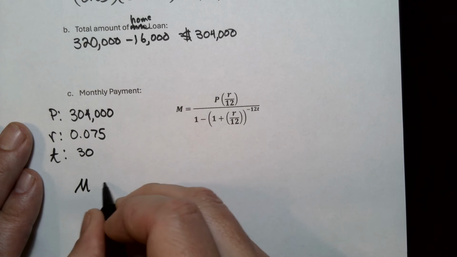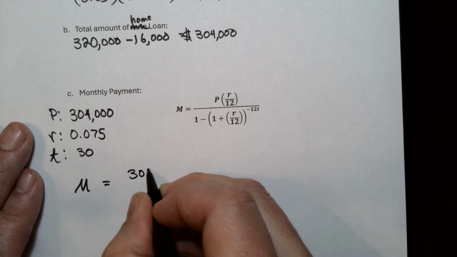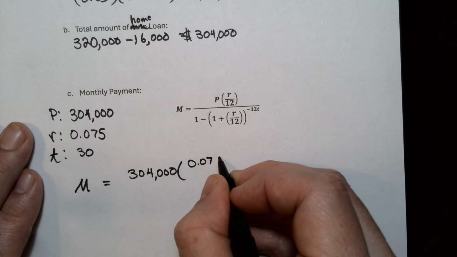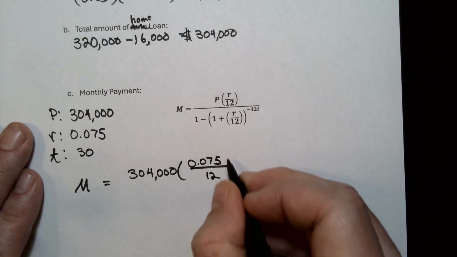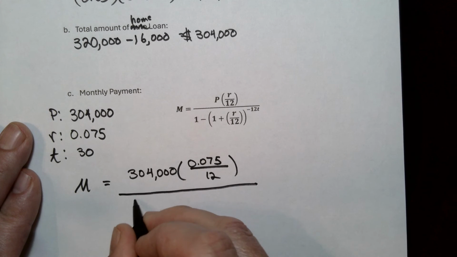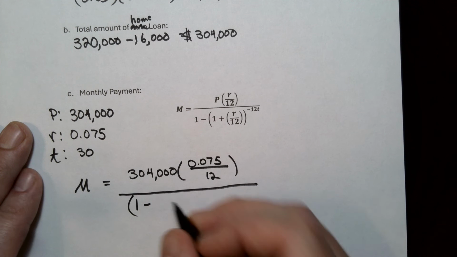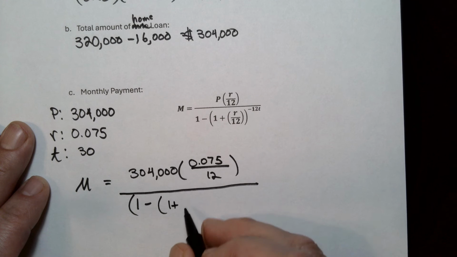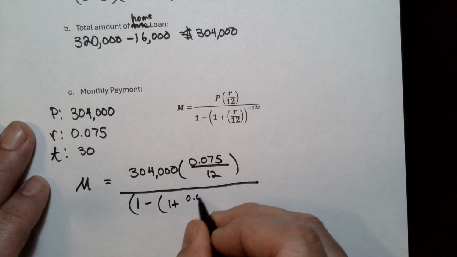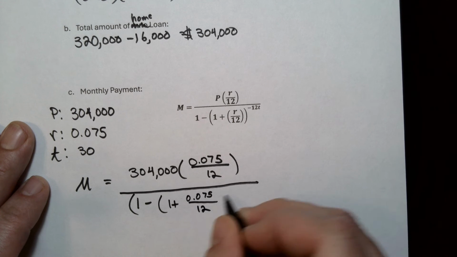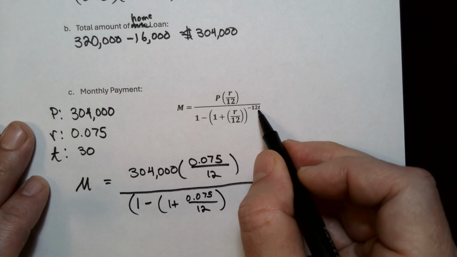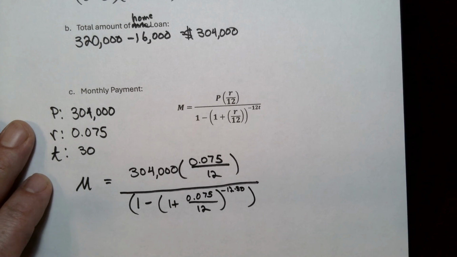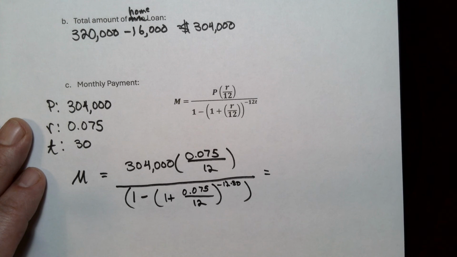So let's go ahead and write this down. M is equal to the principal, 304,000 times 0.075 over 12 divided by 1 minus, put a parentheses around that, 1 minus, parentheses, 1 plus, and then r over 12 is 0.075 over 12, and then raised to the exponent of this, but our t is 30, so negative 12 times 30, and then close that parentheses. All right, let's see what our calculator tells us the answer is.